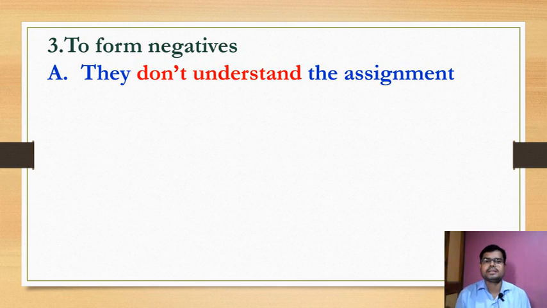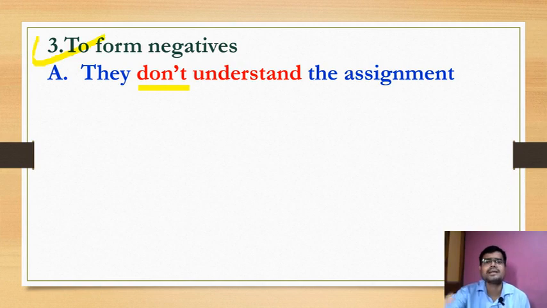They don't understand the assignment. What have they used? Don't. So this sentence is negative. If they had written "they do understand the assignment," meaning they understand the assignment, it would be a positive statement. But since they have added "not," the statement is a negative one. So the third use of an auxiliary verb is to make negative statements or sentences.